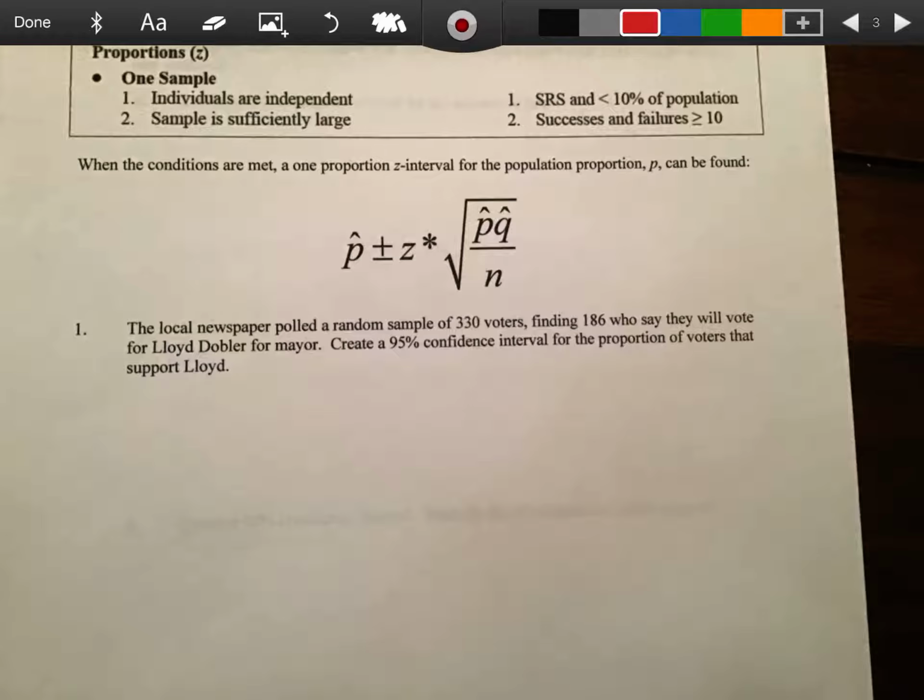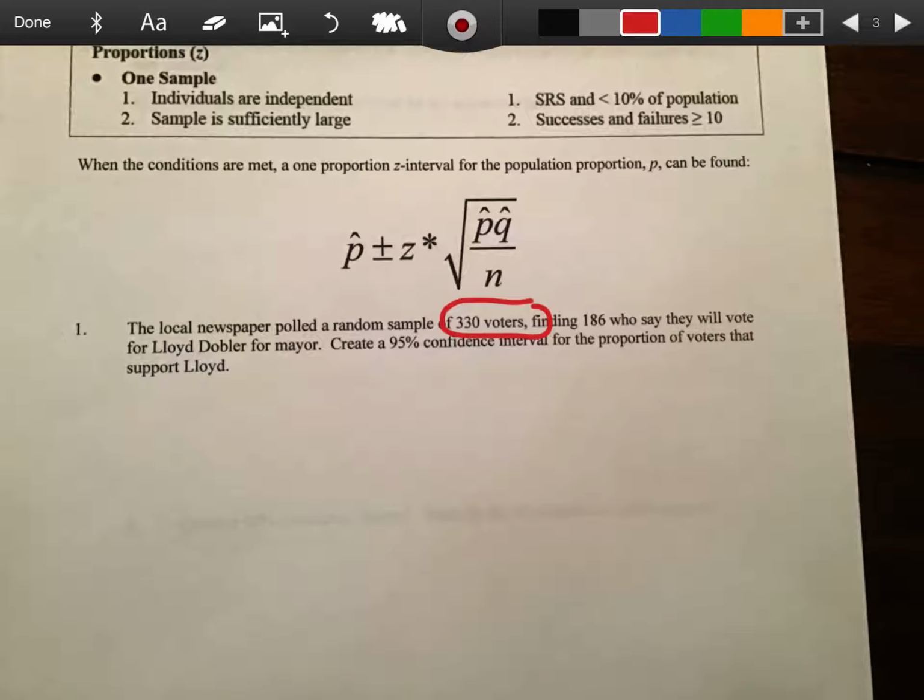So what this says is a local newspaper polled a random sample of 330 voters, finding that 186 say they will vote for Lloyd Dobler for mayor. So we're trying to figure out who's going to be the mayor of the city, and they polled 330 voters, and 186 of them say they're going to be voting for Lloyd. So they want to create a 95% confidence interval for the proportion of voters that support Lloyd. Because obviously we're probably not talking about our whole voting population if we only surveyed 330 voters.